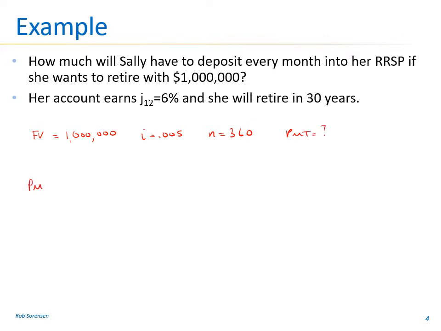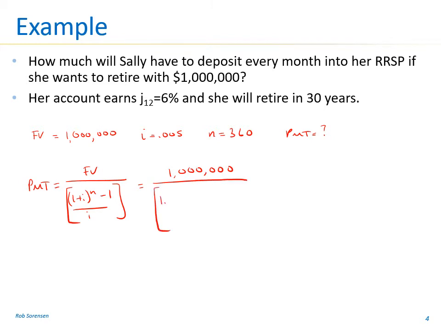Well, let's go ahead and have a look at the formula then. This is the one I'll be using, the future value over (1 plus i to the n minus 1) over i. Put our numbers in there: (1.005 to the power of 360 minus 1) over 0.005.